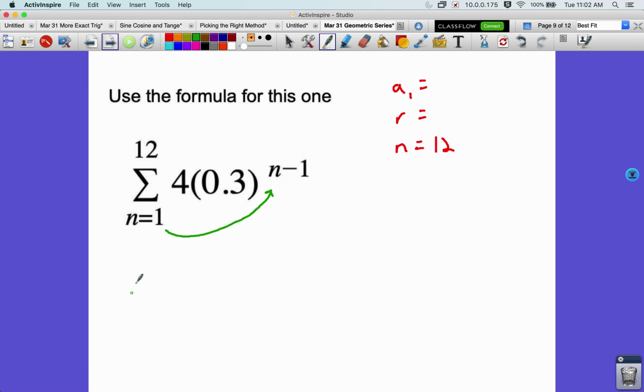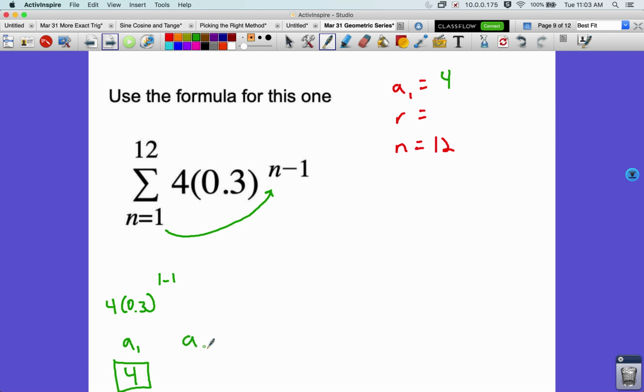in for n here. So a sub 1 is going to be 4 times 0.3 to the power of 1 minus 1. Well, 1 minus 1 is 0. So anything to the power of 0 is 1. So this here just simplifies down to 4, because this became a 1. 4 times 1 is 4. So a sub 1 is a 4. Okay, just to summarize that again, I plugged in 1 here, I simplified, I got a 4.